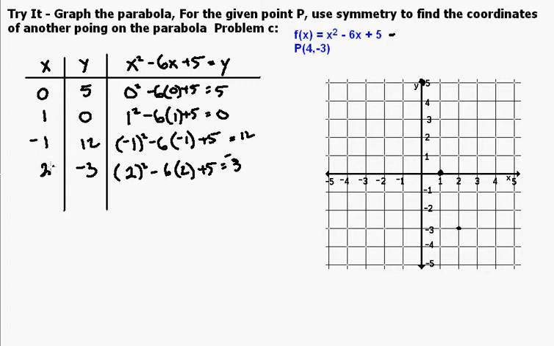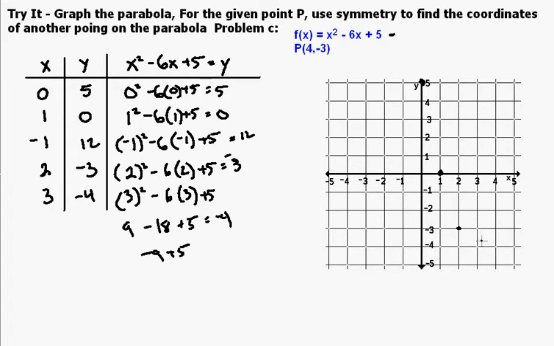Alright, let's keep going. So what happens when x is 3? So we go 3 squared minus 6 times 3 plus 5. So that's 9 minus 18 plus 5. So 9 minus 18 is negative 9, plus 5 is negative 4. So 3, negative 4 is right here. Let's keep going. Let's do some more.